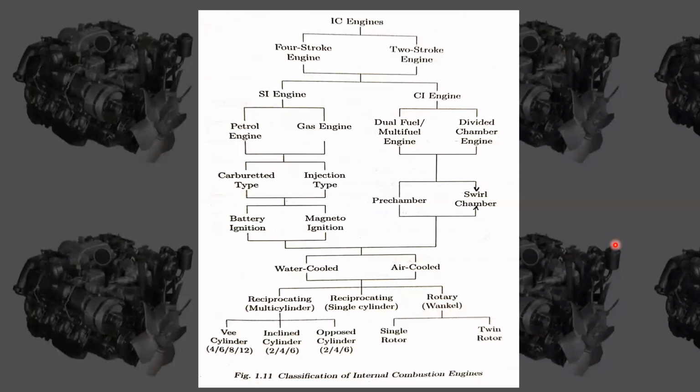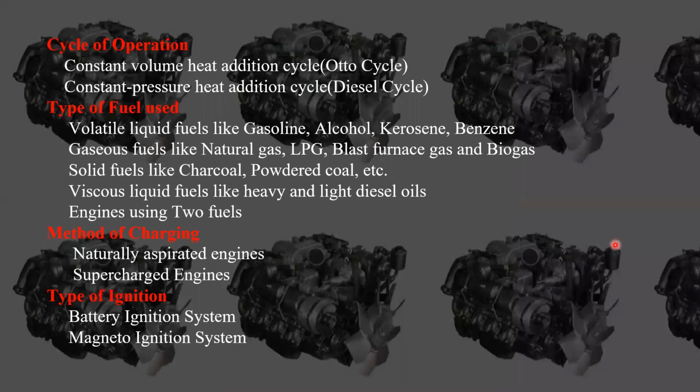That is about a simple view of the classification of IC engines. Now we will go into detail of this IC engine classification. First of all, coming to the classification, the first classification depends on the cycle of operation, whether it is a constant volume heat cycle or a constant pressure heat cycle. That means the type of engine we are going to use is going to be different.